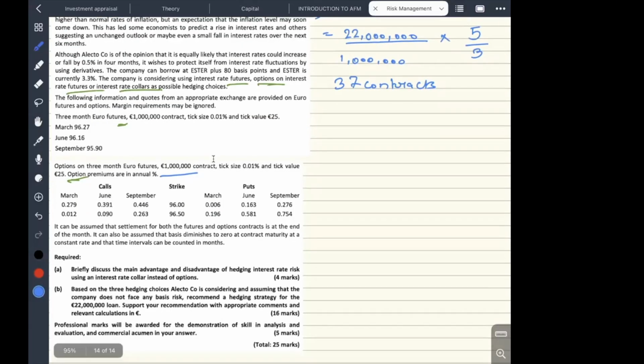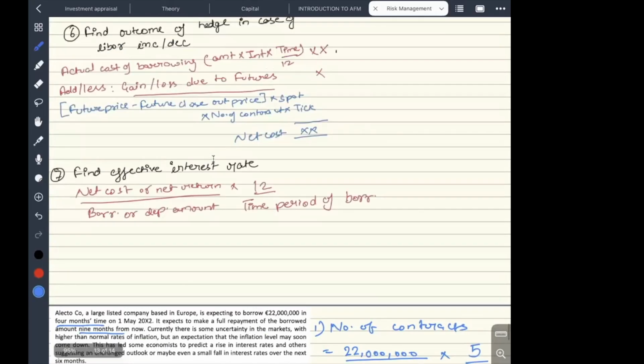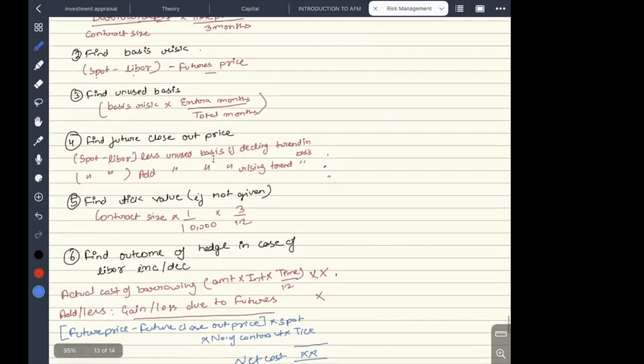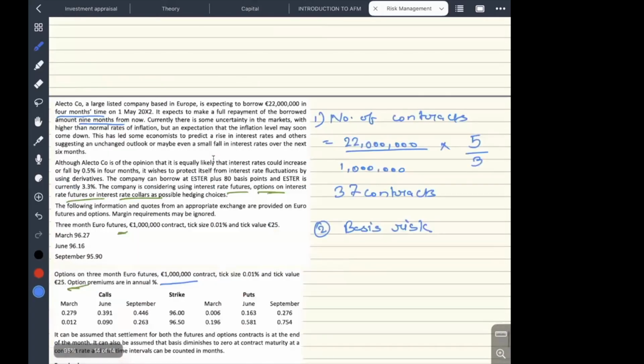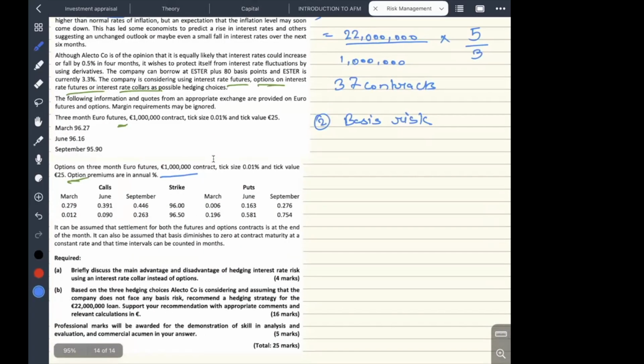Let's go for step number 2. That is your basis risk. Now, if you look very carefully over there in the basis risk formula, what does it say? Spot minus LIBOR minus future price. Now look over here. The problem is that the interest rate could increase or fall by 0.5% in 4 months, and we are planning to protect ourselves from any interest rate fluctuation.